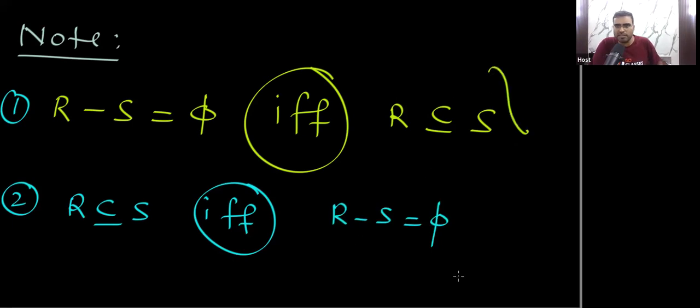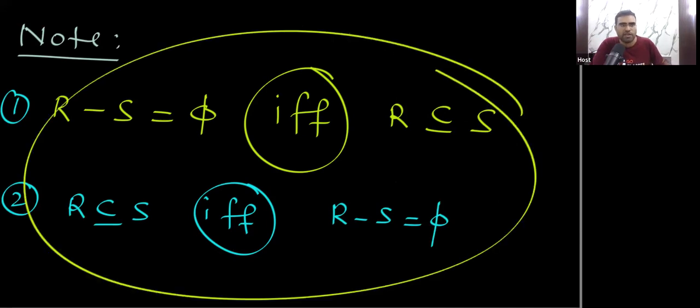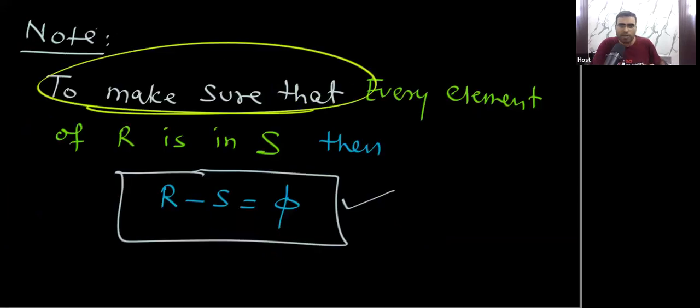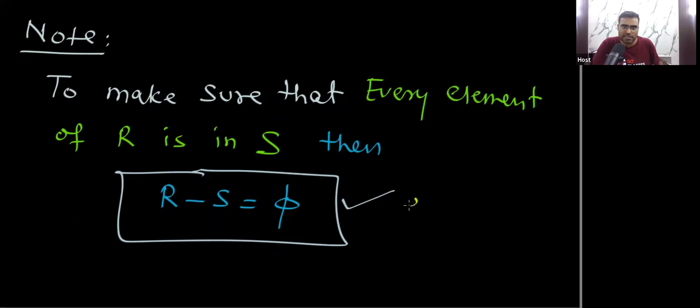So basically, this GATE 2024 question is based on this fact. Yes or no? Is this concept clear to everyone? Very simple concept. If you want to make sure that every element of R is in S, then R minus S must be equal to phi.